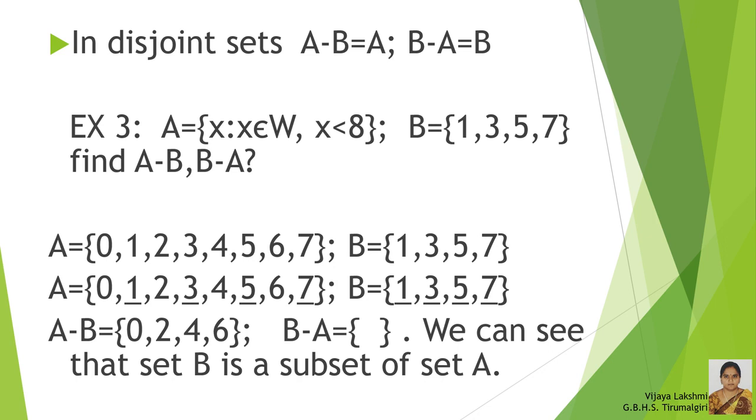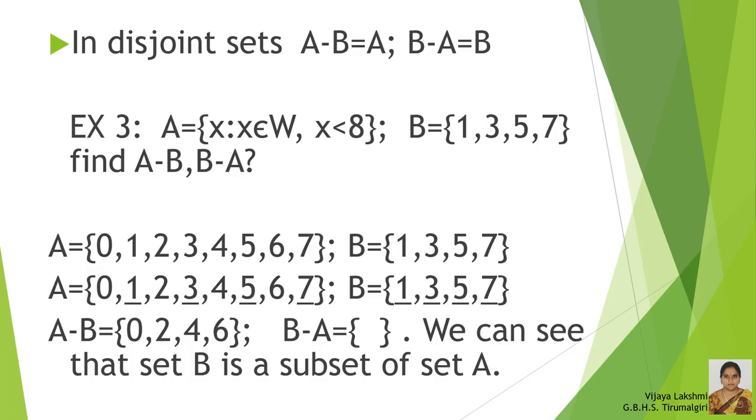example, A is equal to the set of all x such that x belongs to W and x is less than 8. B is equal to {1, 3, 5, 7}. So set A is given in set builder form and B is given in roster form. So we change only A to roster form. So whole numbers start from 0 and they should be less than 8. So A is equal to {0, 1, 2, 3, 4, 5, 6, 7}. B is equal to {1, 3, 5, 7}.